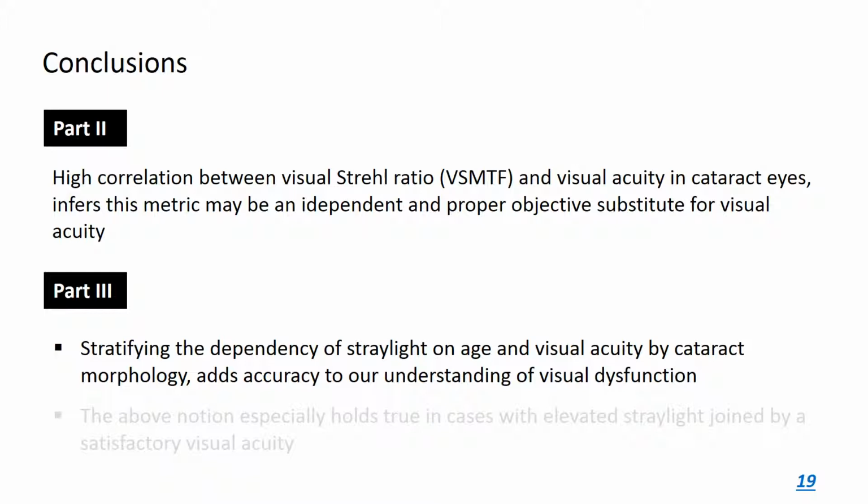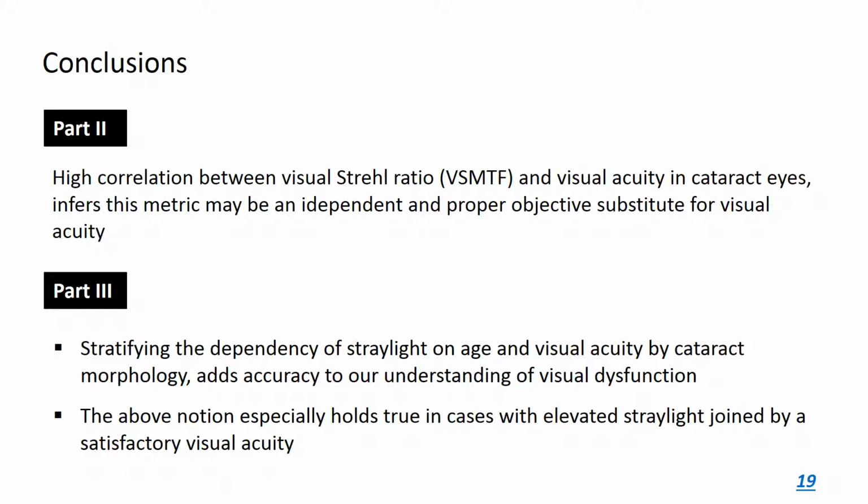In the next part of the study, to establish a reference stratified to cataract morphology, which can predict the outcome of an operation in terms of stray light, we conducted a literature survey. In this part, meta-analysis and relevant published studies resulted in concluding that taking cataract morphology into account for weighing the dependency of stray light on age and visual acuity will provide a more accurate insight into the visual dysfunction of cataract eyes. This is especially evident in eyes with posterior subcapsular cataract, where remarkably elevated stray light might not be accompanied by a notable loss in visual acuity.